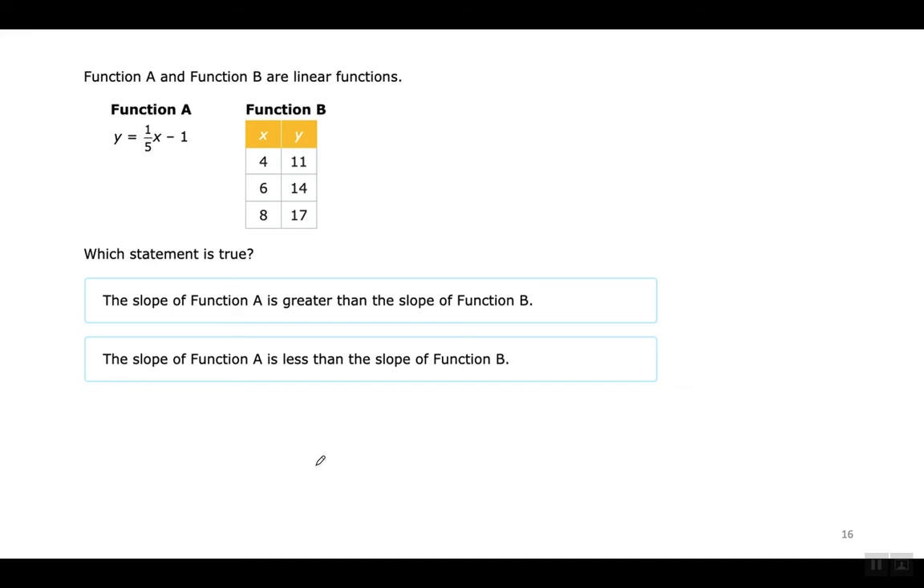Alright, next one. We're almost done. Almost there. Okay, so here we're comparing the slope.